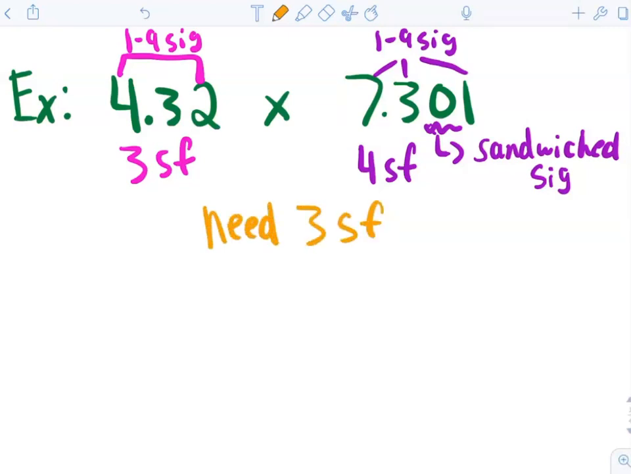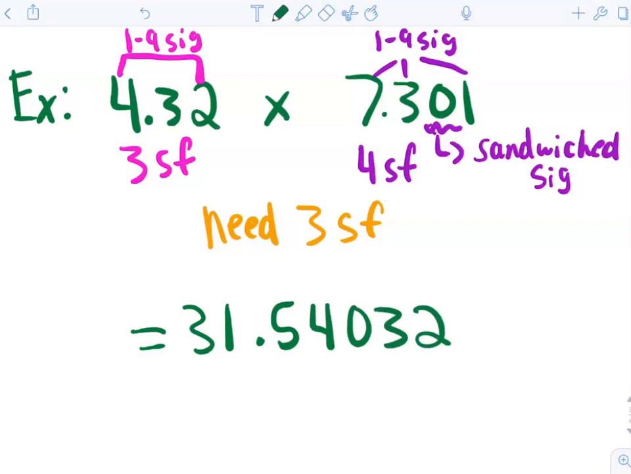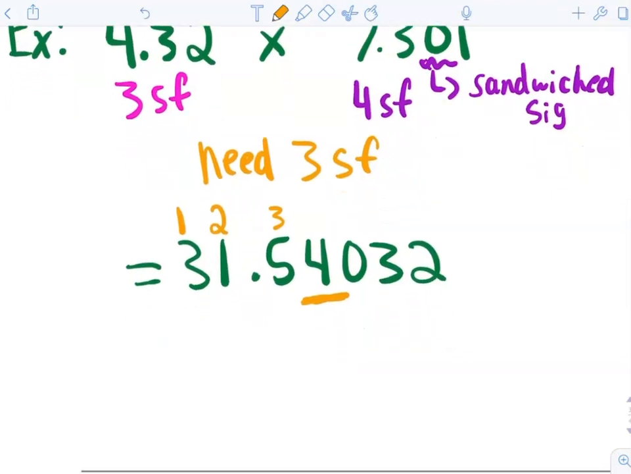So now what we're going to do is go through and type this in our calculator. So we're going to type 4.32 times 7.301. When you do that, you're going to get 31.54032. Now we need 3 sig figs. So we've got 1, 2, 3. I have to look beside of that third sig fig. Whenever I look at that 4, okay, it's not going to cause me to round the 5 up. So my final answer is just going to be 31.5.